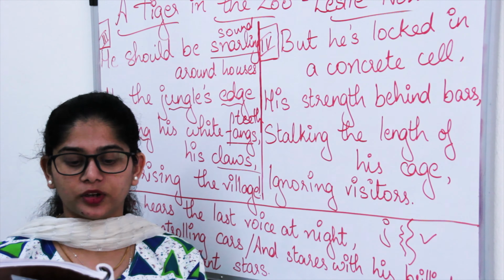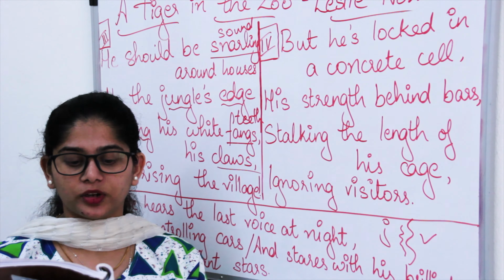And what is he doing? Stalking is basically moving or walking. He's walking the length of his cage. We know the cage is very small. So the cage is there and he's just moving up hither and thither and ignoring the visitors. Obviously, as it's a zoo, you can see a lot of visitors coming in, and he's just ignoring the visitors very casually. He's stalking the length of his cage.